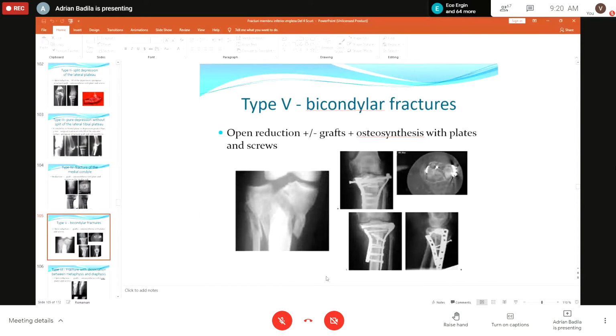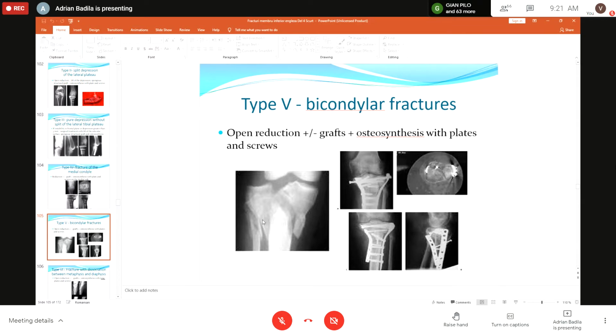A type 5 fracture is a bicondylar fracture. It's a fracture of both hemi-plateaus. The treatment will be open reduction, the use of grafts if we have depression with lifting of the articular surface, and osteosynthesis with plates and screws.